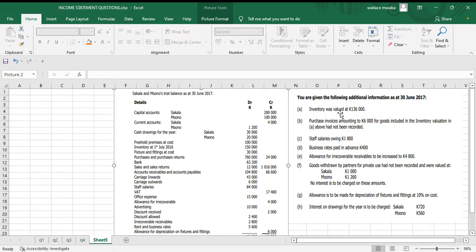Inventory was valued at 163,000. That's our closing inventory. Purchase invoices amounting to 6,000 for goods included in the inventory valuation have not been recorded. So basically the accountant forgot to record these purchase invoices. So what we're going to do is add them to our purchases.